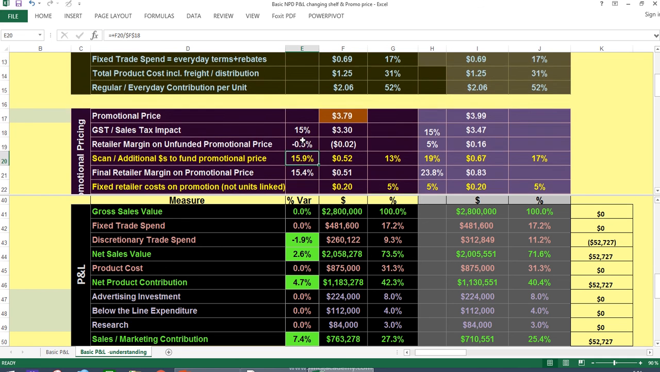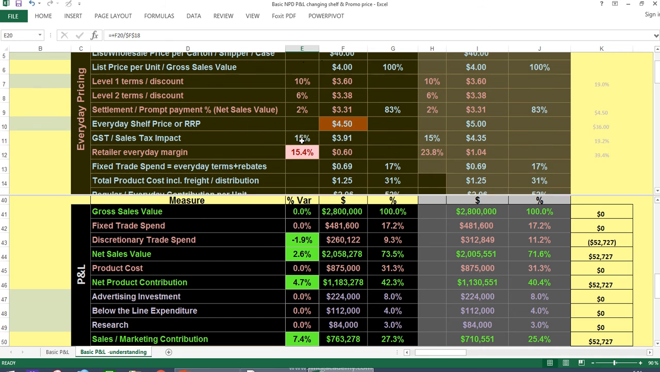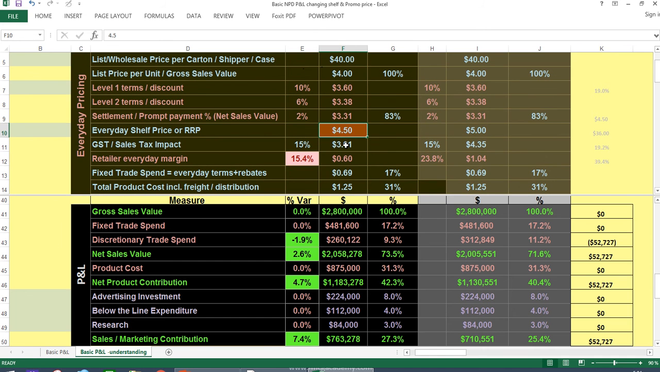But the question you've got to ask yourself is, is that reality? The retailer will normally come and say, look, I want to go to $4.50, but I still want my 23.8% margin. I'm not going to work at 15.4. And that is very, very standard in terms of a negotiation with retailers. So you might say, well, okay, let's see what we can do. You might be able to give them a bit more margin or try and get them to 23.8.